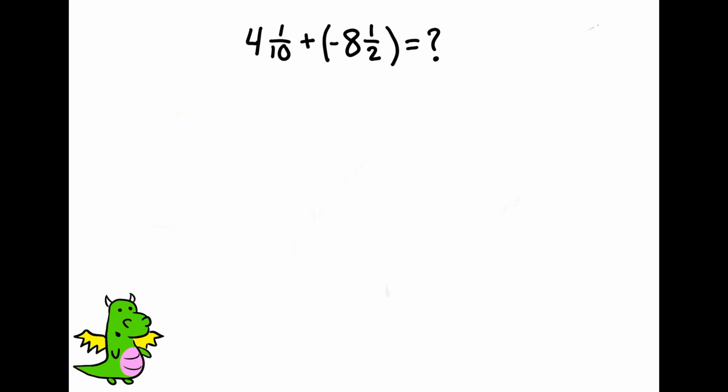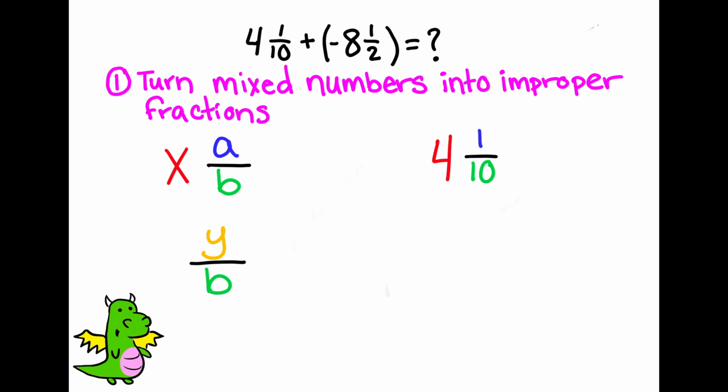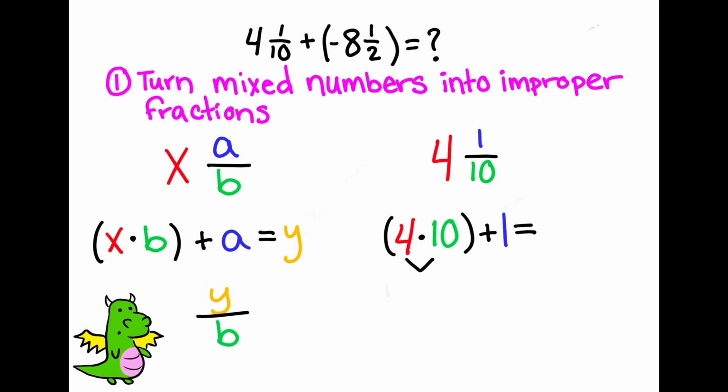One last example, 4 1/10 plus -8 1/2. We have an extra step here because we need to turn these mixed numbers into improper fractions. I'm using these variables to show you the pattern, with our example numbers on the right. To get this into an improper fraction, you're going to multiply the whole number by the denominator. Then you add that total to the numerator. Finally, you put your answer on top of the original denominator.